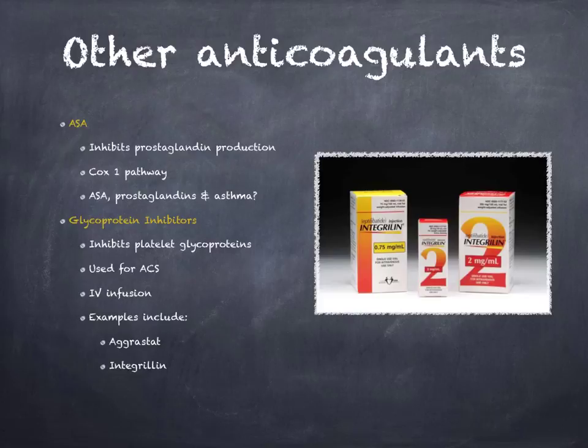The glycoprotein inhibiting agents seem to be very commonly used for the non-STEMI, or non-ST elevation MIs, and occasionally for the STEMIs as well. It's generally an IV infusion. The two major examples in the United States of glycoprotein inhibitors are Aggrastat and Integrilin. In the areas where you will be working, Integrilin is the preferred glycoprotein inhibitor. That's just what the physicians prefer. It comes refrigerated, and you administer a bolus and follow that up with an infusion.